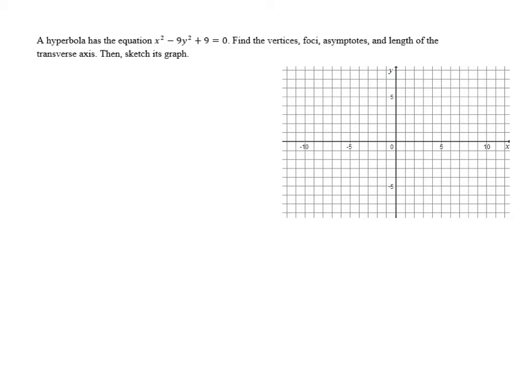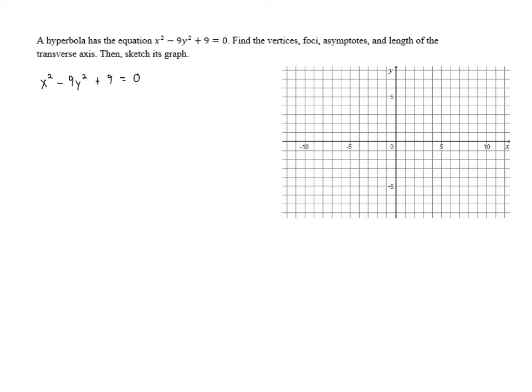A hyperbola has the equation x squared minus 9y squared plus 9 equals 0. Find the vertices, foci, asymptotes, and length of the transverse axis, then sketch its graph. I'm going to write the equation down here. x squared minus 9y squared plus 9 equals 0.